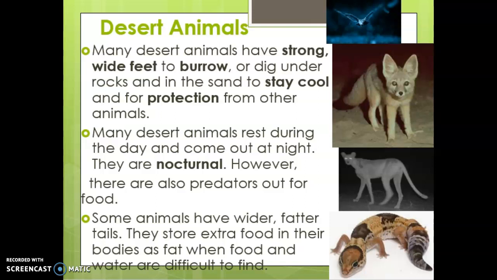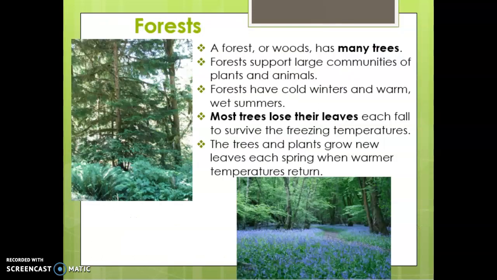Now we're going to compare the desert ecosystem to a forest ecosystem. So first, what's a forest? A forest or woods has many trees. Forests support large communities of plants and animals. Forests have cold winters and warm, wet summers. Most trees lose their leaves each fall to survive the freezing temperatures. The trees and plants grow new leaves each spring when warmer temperatures return.